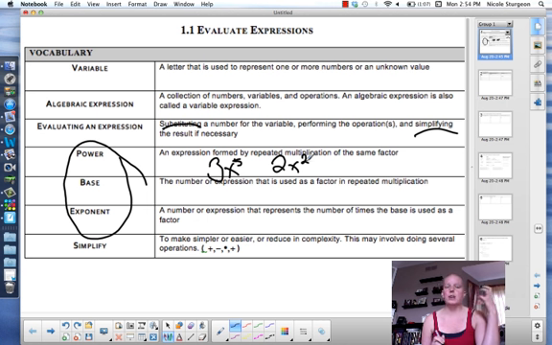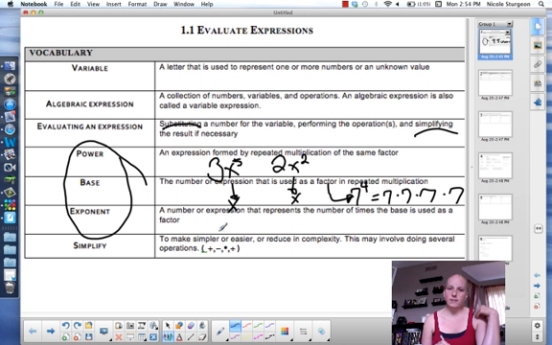When we look at the base, we're looking at just simply the number or the letter that has an exponent on it, or the number that's being used as the factor. In these two examples, I used x as my base. I could just as easily have said 7 to the 4th power, and 7 would be my base. So it's a repeated multiplication. It's telling me to take 7 times 7 times 7 times 7.